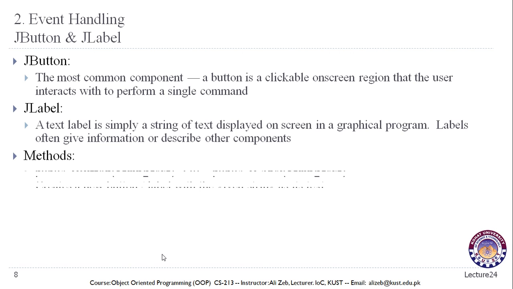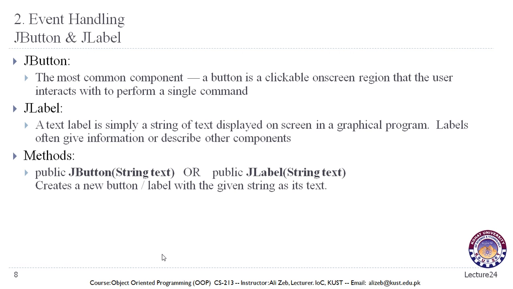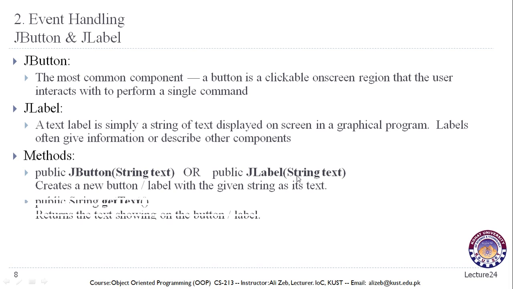We have used some of these methods. For example, we have a public JButton, that is the constructor of the JButton class. Whatever text that we pass to this constructor will be displayed on top of the button. Or we can have public JLabel, and if we pass any text between these two parentheses, that text will be displayed on top of that label on our form. It creates a new button, or a new label in this case, with the given string as its text.